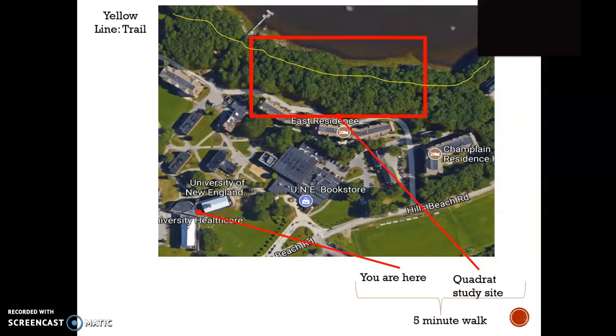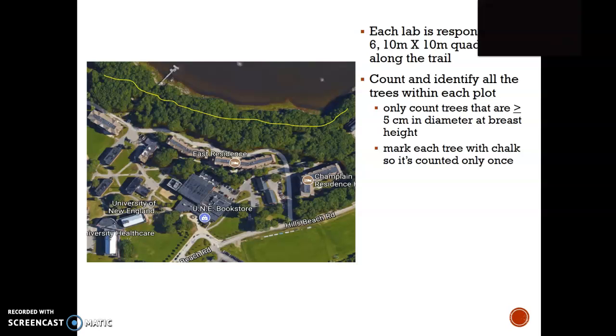So this week what you guys are going to be taking a look at is this area behind the East Residence. All right, it's a strip of forest in between East and the Saco River. So in each lab, we're going to do 6 10 meter by 10 meter quadrats, quite a bit bigger than the one I showed you before, because we're looking at trees, and so you need to work at a much bigger scale.